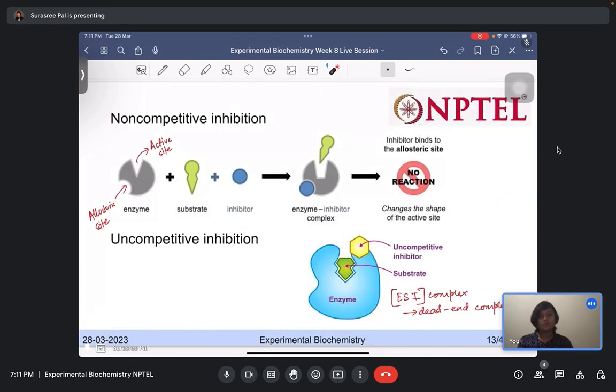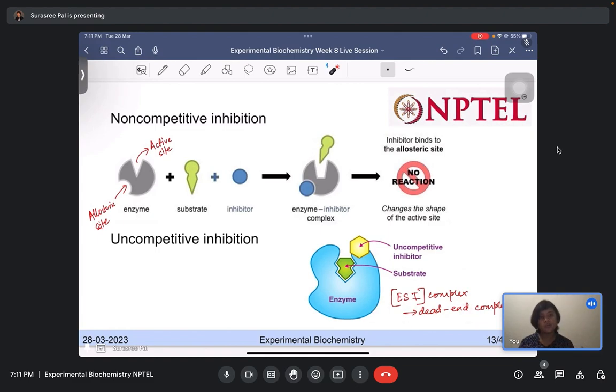Now next, coming to the uncompetitive inhibition. The speciality of this uncompetitive inhibition is that the uncompetitive inhibitor binds to the enzyme substrate complex. Okay, so it binds to the complex of the enzyme and substrate, when there is a complex formation of the enzyme and substrate. And then when this inhibitor binds to this enzyme substrate complex, it forms this enzyme substrate inhibitor complex or ESI complex, which is a dead end complex.